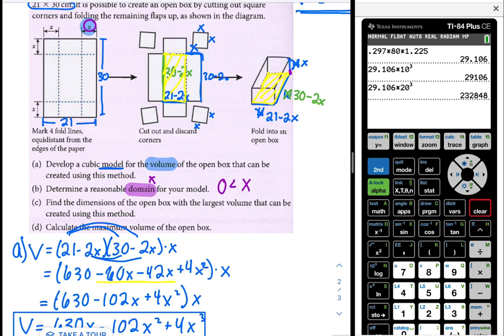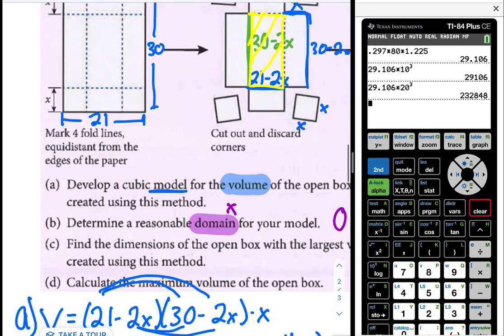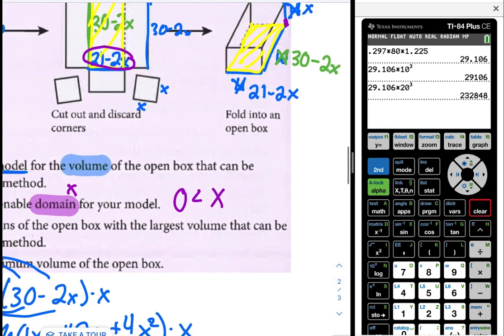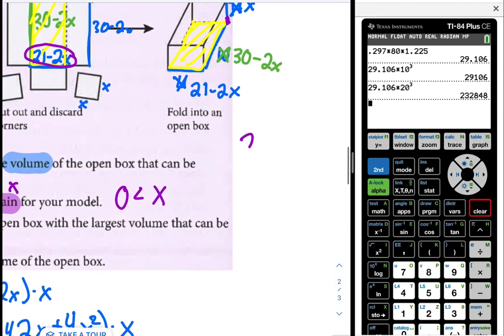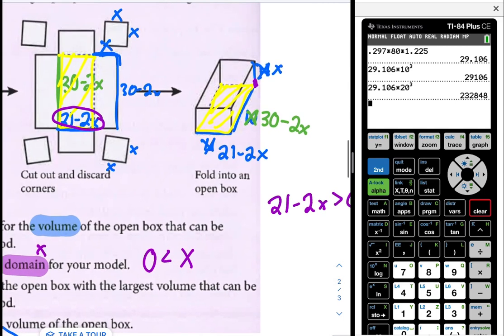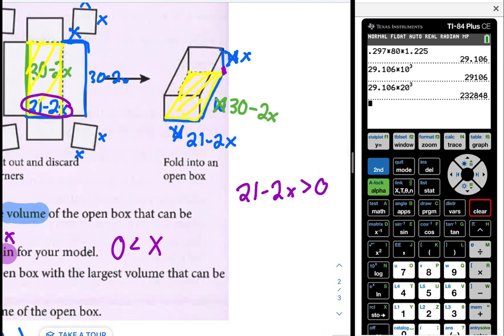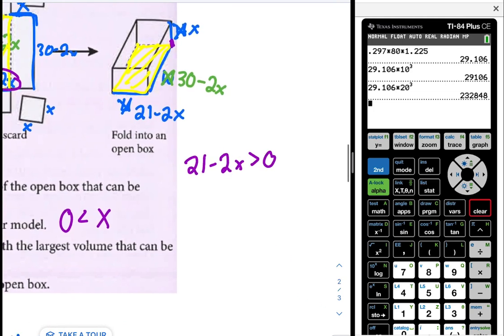Let's think about what happens when you remove these x's to the side 21. So if you're removing your x by the side 21, we're creating this side which is 21 minus 2x. Well, in order to have a shape, 21 minus 2x needs to be bigger than 0. Right? So in order to be able to have a shape, we have to have a side length. So when is this going to be bigger than 0?